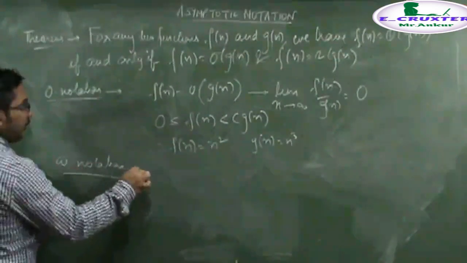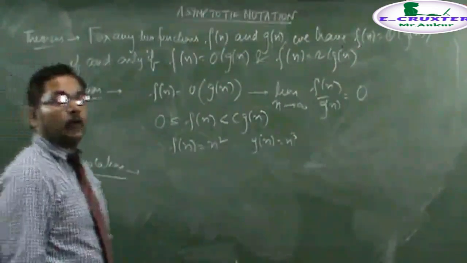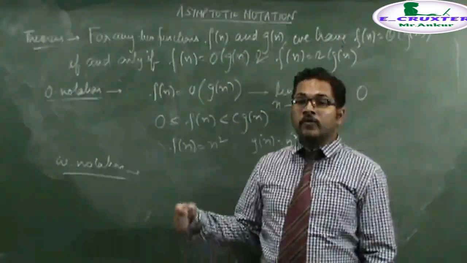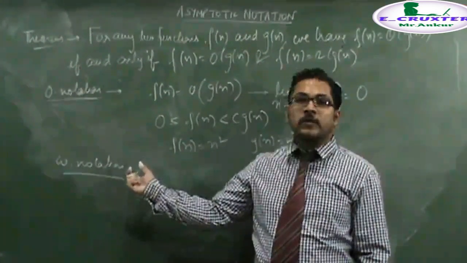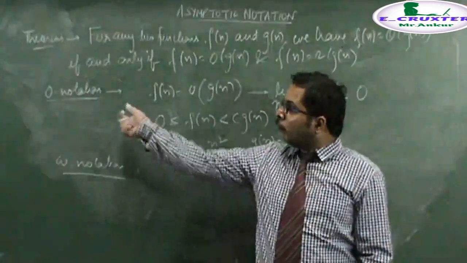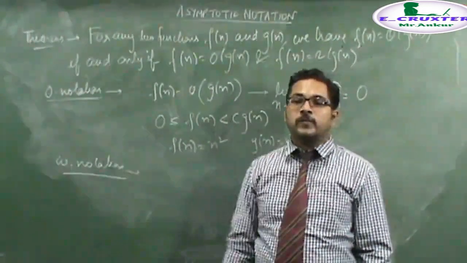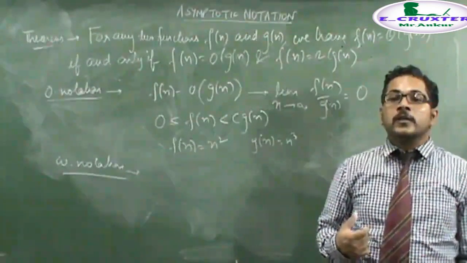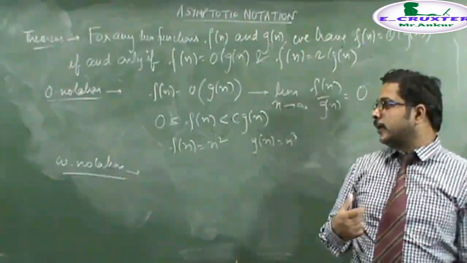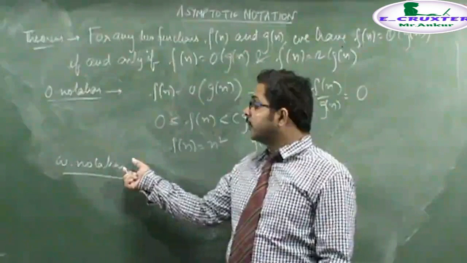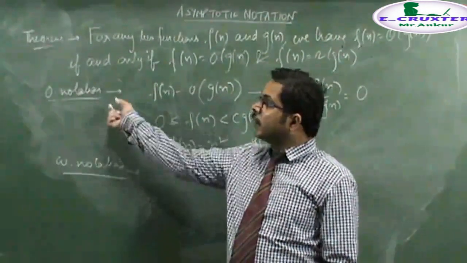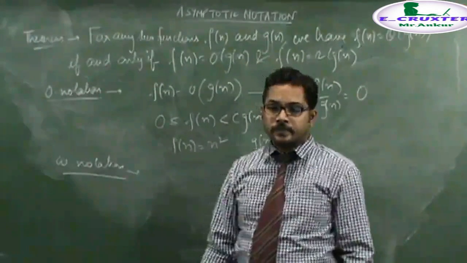Then the last notation is the omega notation, basically the small omega notation. By analogy, small omega notation is to big omega notation as small o notation was to big O notation. We use small omega notation to denote a lower bound that is not asymptotically tight. It is used to represent asymptotically loose lower bounds, similar to the small o notation.